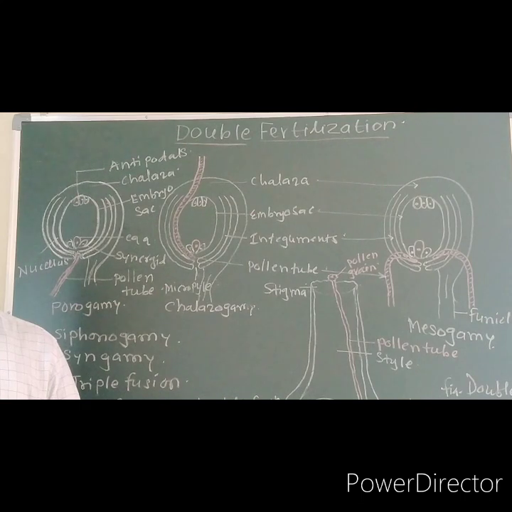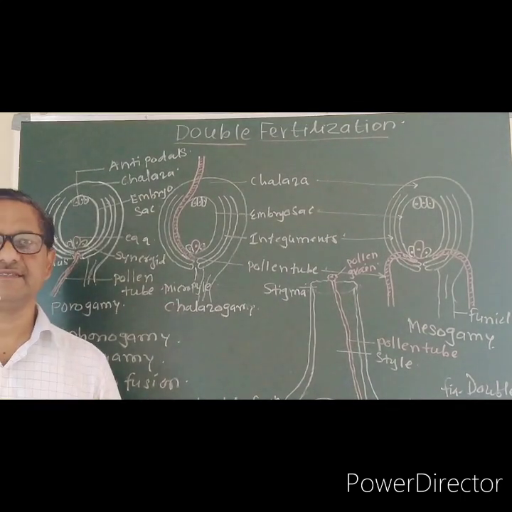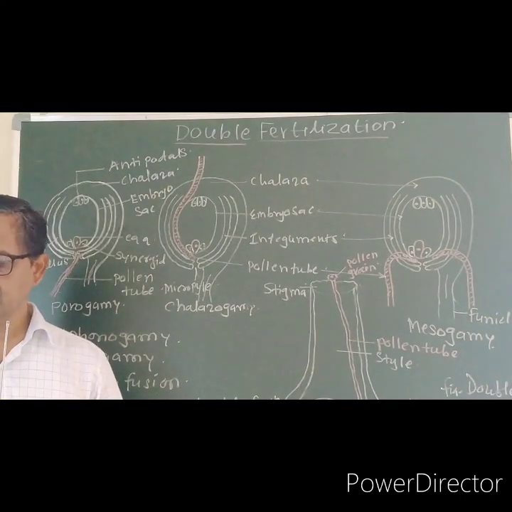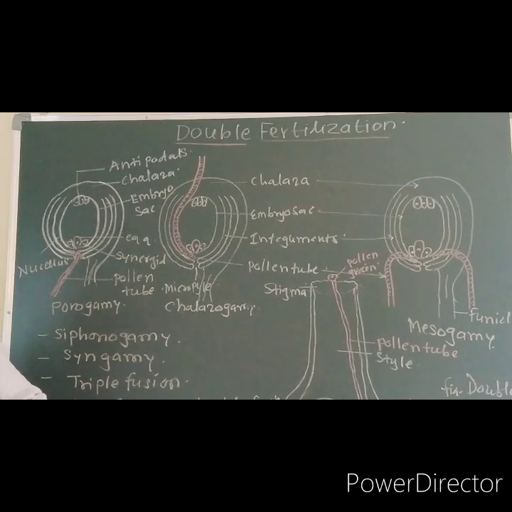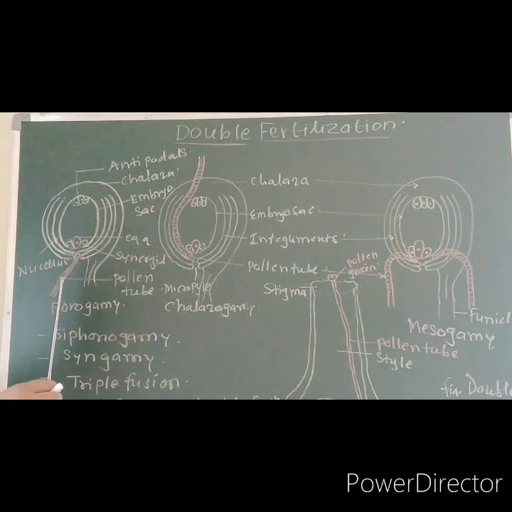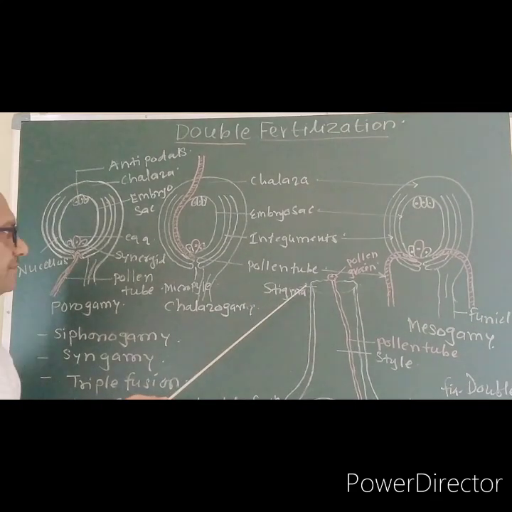The process of double fertilization was discovered by Nawaschin in plants like Lilium and Fritillaria. Now, what happens in the process of double fertilization?